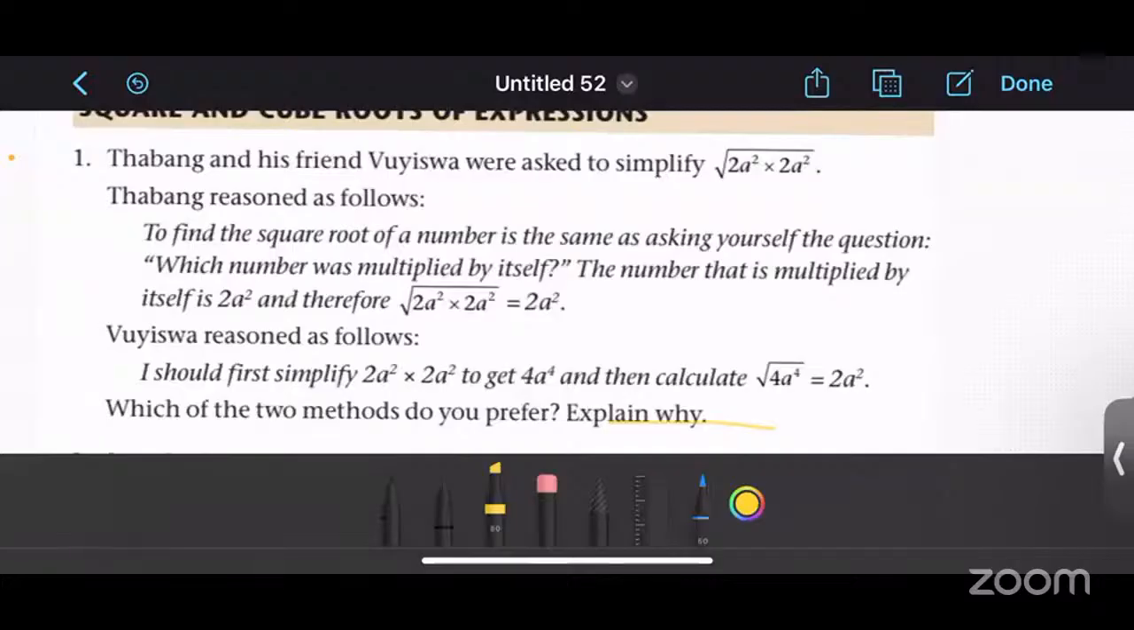Let's hear Langile. Between the two methods, which one do you prefer and why? Ma'am, I prefer Tabang's reason, ma'am. Why? Ma'am, because it's simpler to put on a calculator. Am I supposed to say a scientific reason or just a normal reason why? Explanation, just explanation.